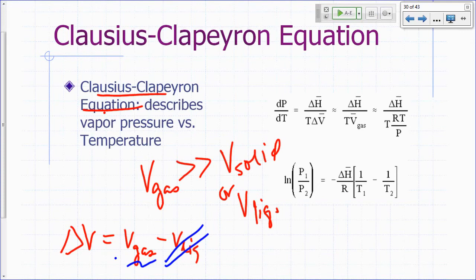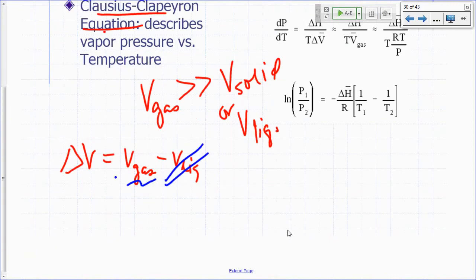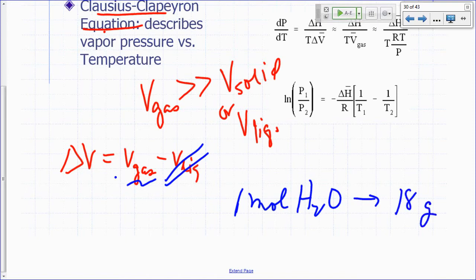Let's clarify that. Remember, 1 mole of water. How many grams is a mole of water? About 18 grams. So how many mils would that be? Liquid water, what's the density of liquid water? 1 gram per mil. So that's about 18 milliliters, right? But that's if it's a liquid.